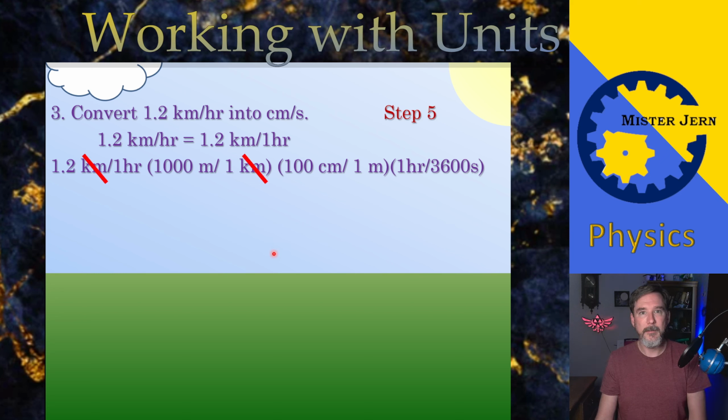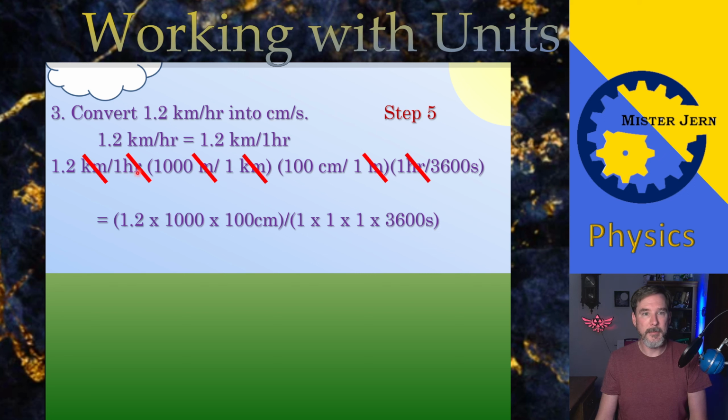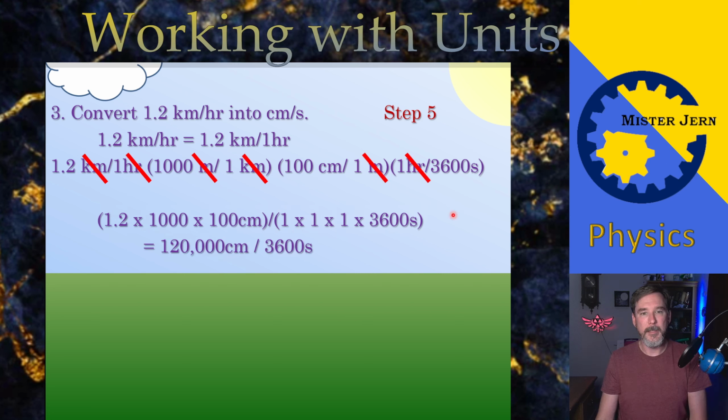Now I cancel out everything. Kilometers on top, kilometers on bottom, meters on top, meters on bottom, hours on bottom, hours on top, leaving me with centimeters on top and seconds on the bottom, which is what I want. Multiply across the top, I get these numbers on top. There's only 1 unit left. Multiply across the bottom, I get only 1 unit on the bottom. And when I complete that, then I just take the division and I get my final answer.